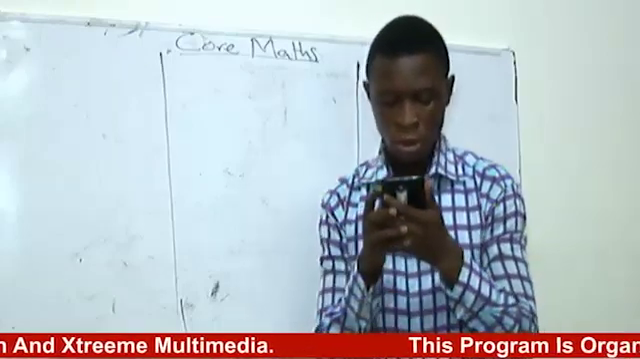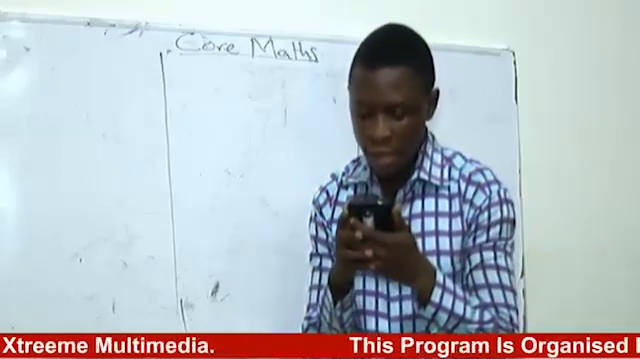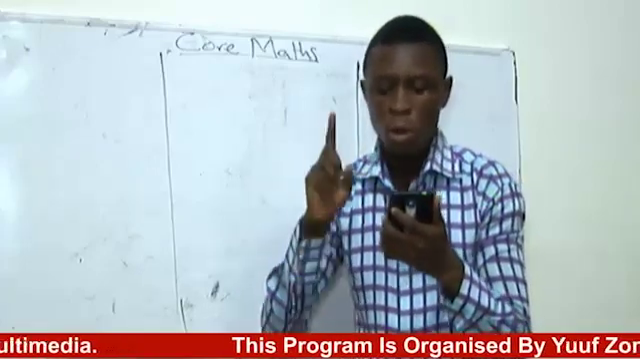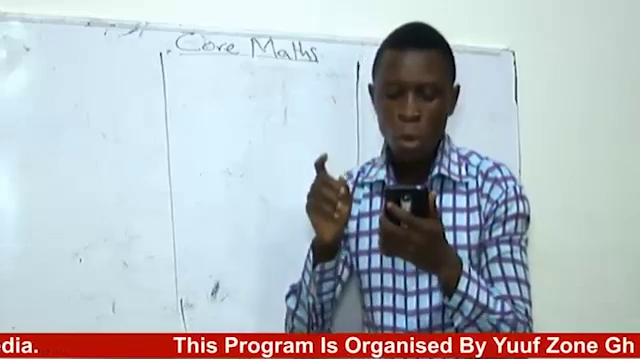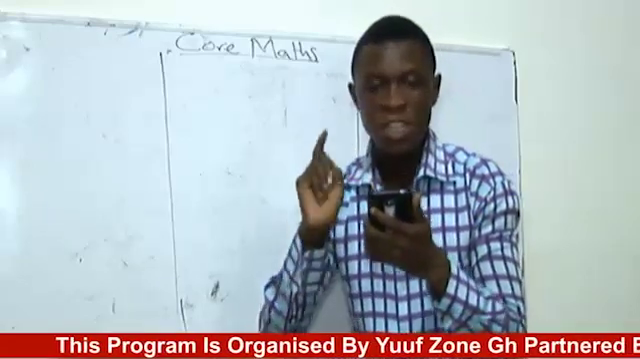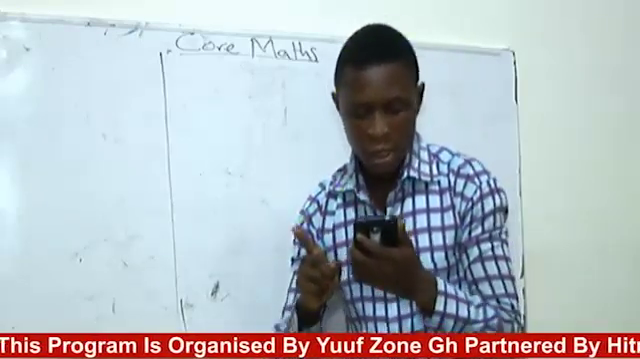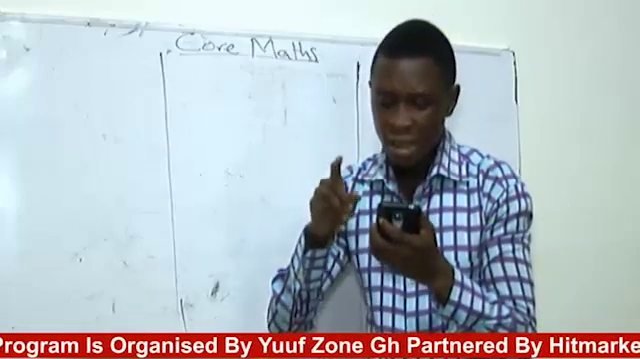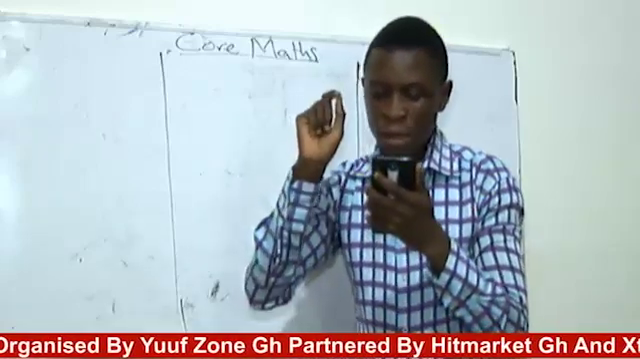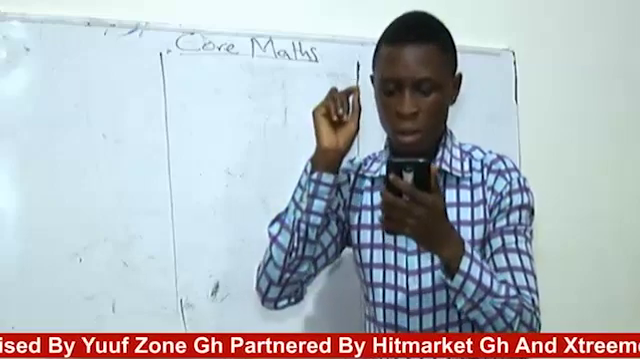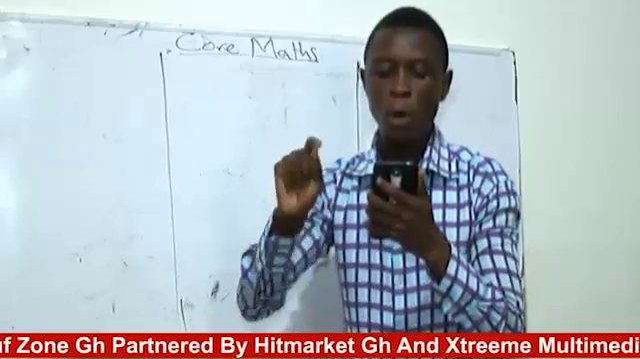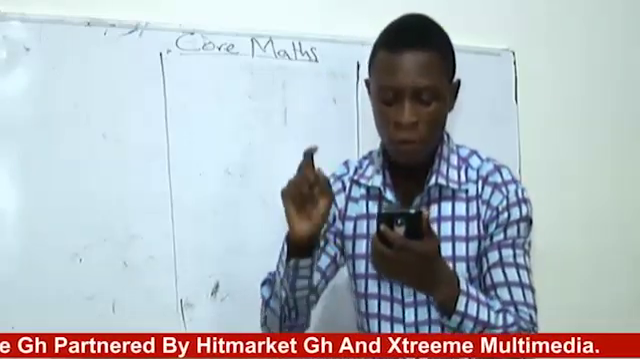This is how the question goes. A man bought some shirts for 720 Ghana cedis. If each shirt cost 2 Ghana cedis cheaper, he would have received 4 more shirts. Calculate the number of shirts bought. I'm going to take the question again. A man bought some shirts. Take notice of that. Some shirts for 720 Ghana cedis. If each shirt was 2 cedis cheaper, he would have received 4 more shirts. Calculate the number of shirts bought.